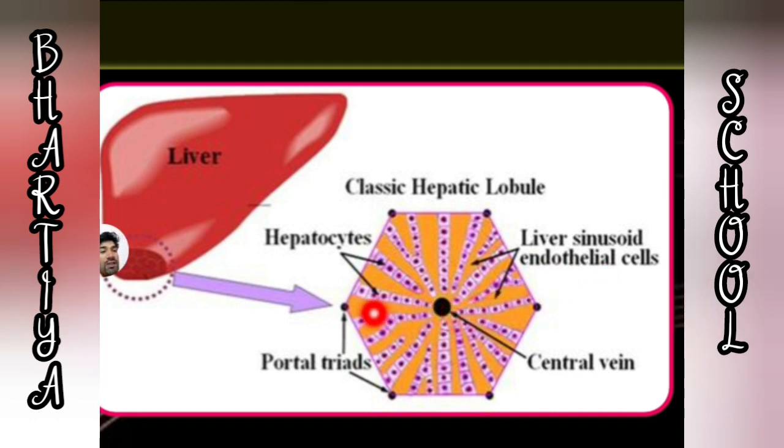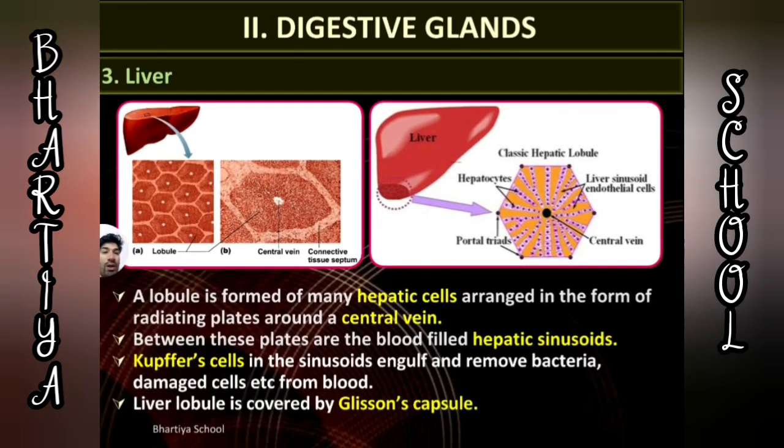This space is also called the sinusoidal space, and this space contains the Kupffer cells. These Kupffer cells play the role of macrophages. So here we will discuss the structure of the liver.